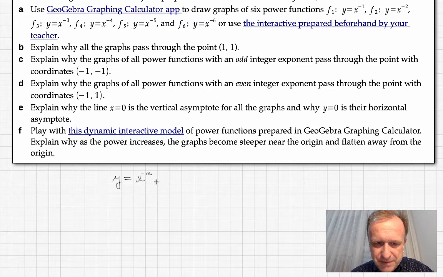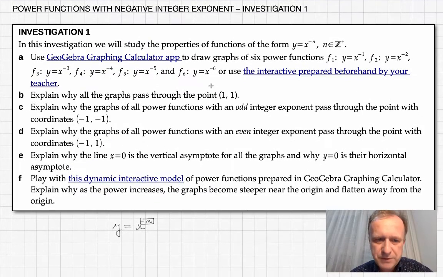Now, you know already that since n is a positive integer, if you place a minus sign in front of it, you get a negative integer. And this whole thing here, this minus n, is called the exponent, and therefore we are talking about the power function with negative exponent.